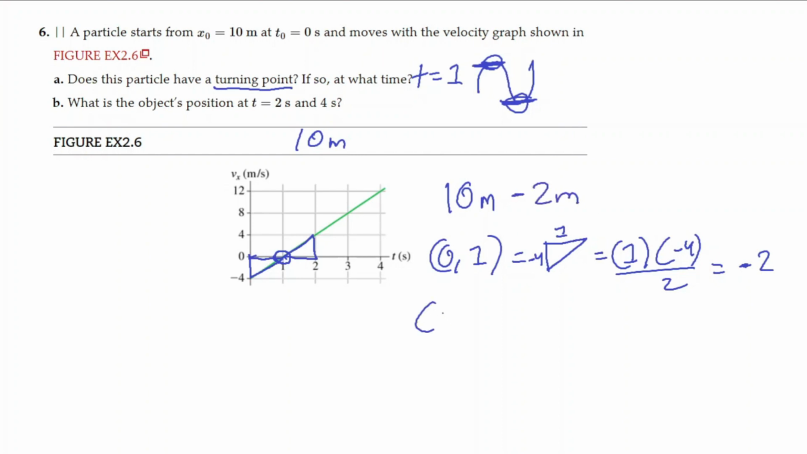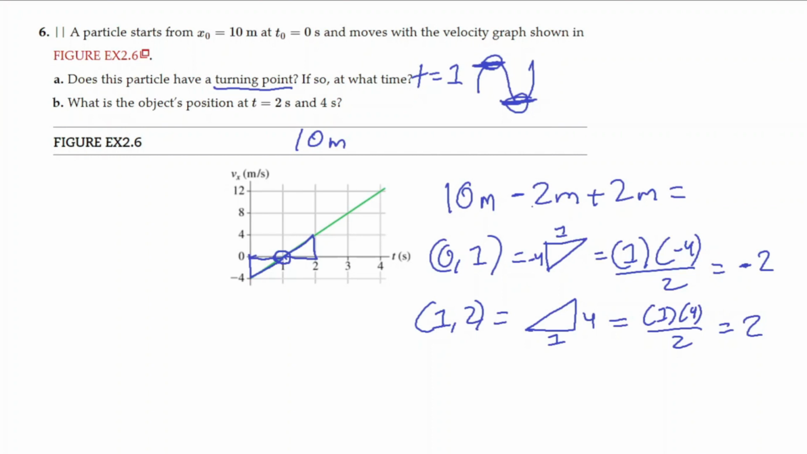And then now let's find the position change from the interval 1 to 2. That's going to be the area under the graph of this triangle. We could draw it out. It's going to be a base of 1 and then a height of 4, so we have 1 times 4 over 2, which is just 2. So our position change was also 2 meters there, so we have plus 2 meters. And 2 meters minus 2 meters is going to be 0. So our position at t equals 2 seconds is exactly where we started, 10 meters.